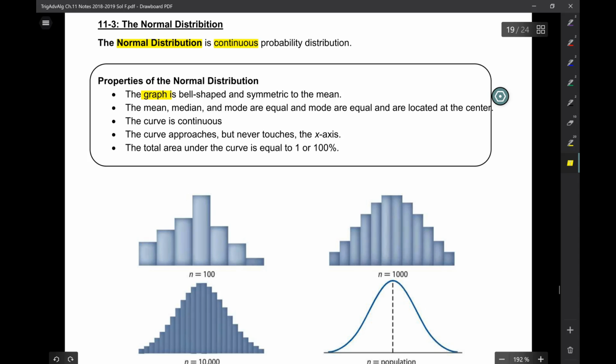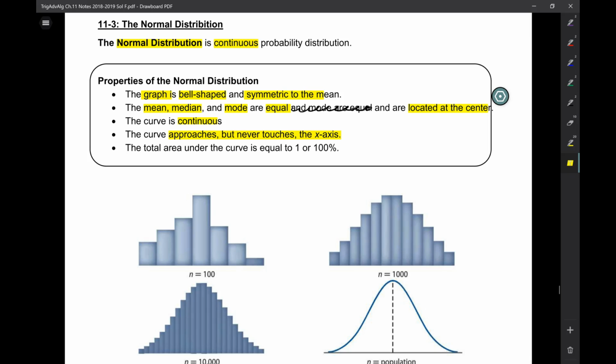The graph of it is bell-shaped and it's symmetric to the mean. The mean, median, and mode are all equal, and they are located at the center. The curve is continuous. Okay, here it approaches but never touches the x-axis.